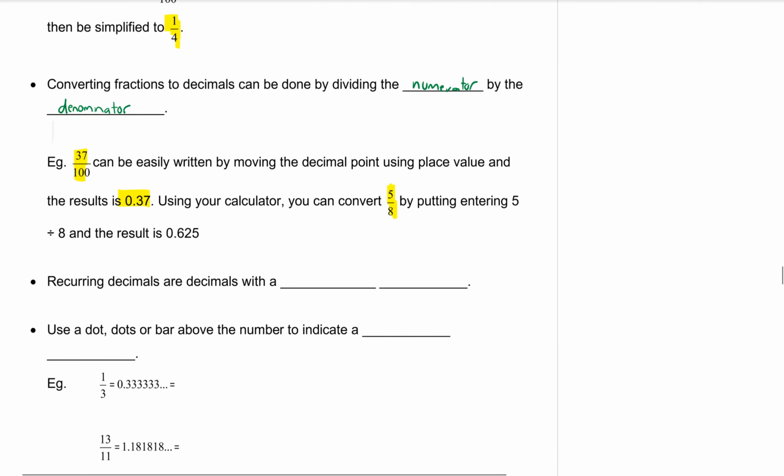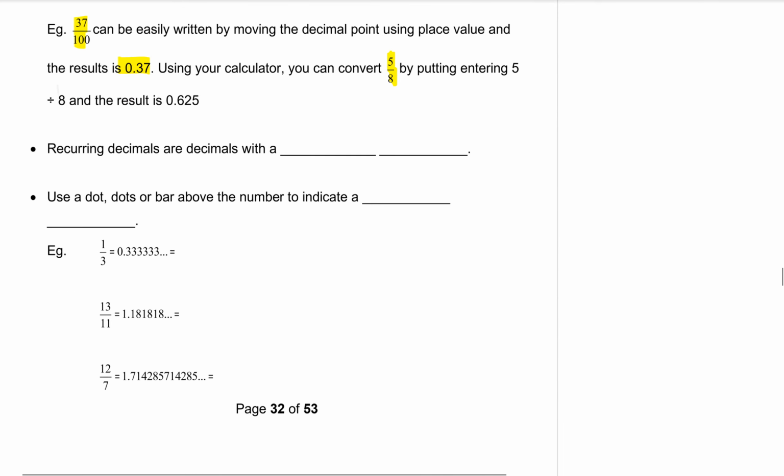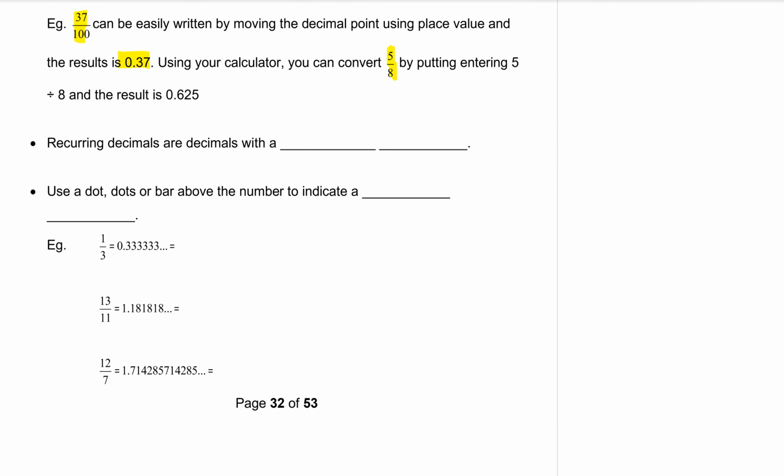We're also going to be doing recurring decimals. Recurring decimals are decimals with a repeated pattern. So we're going to use dots or a bar above the numbers to indicate what is being repeated, or to indicate the repeated pattern. So here are a few examples of recurring decimals.